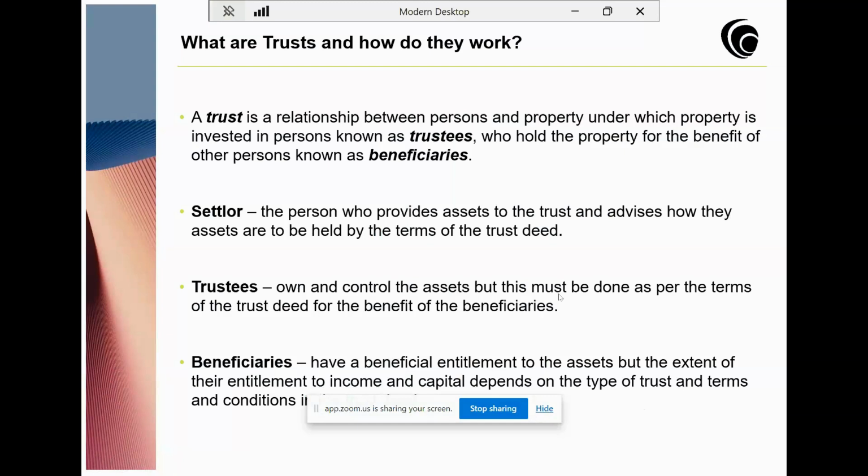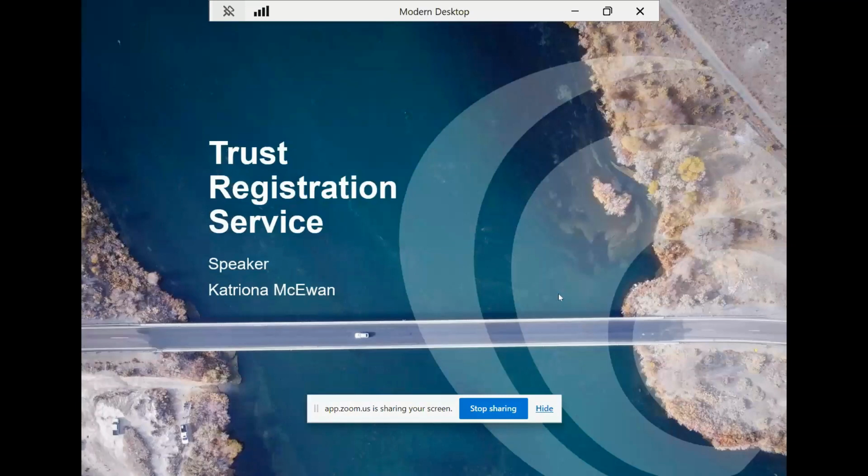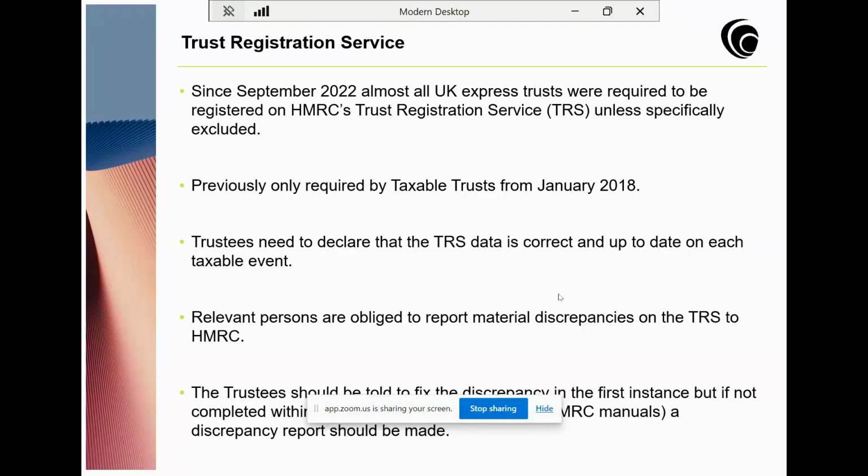Moving on from that, I just wanted to briefly touch on the Trust Registration Service. This was established in 2018 for taxable trusts initially. It's been extended to all UK express trusts unless they're specifically excluded, and there's a list of certain excluded trusts in HMRC's manuals.